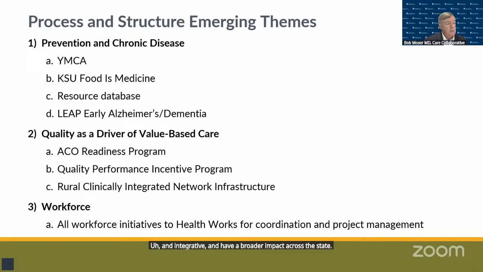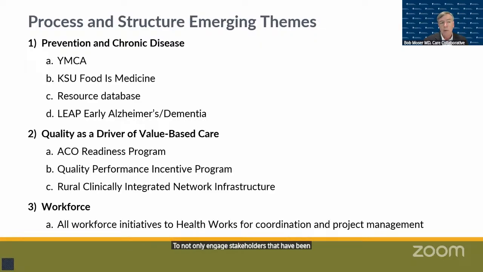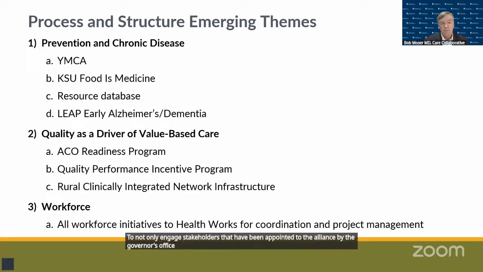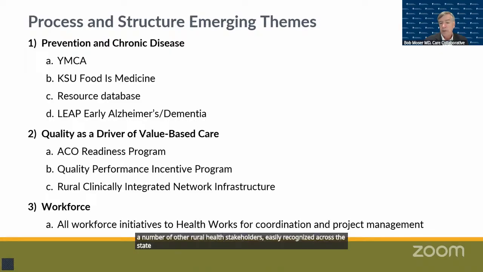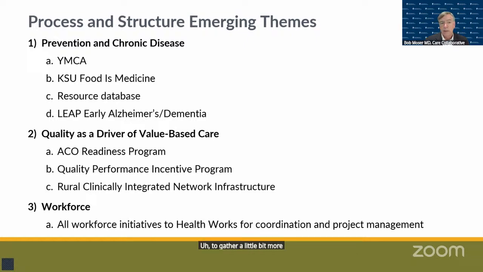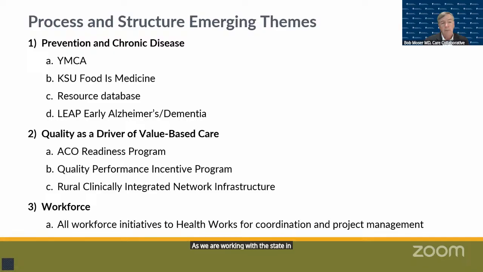So I'm going to share with you some of these. We're not going to go through all 177 plus initiatives today, but just let you know we continue that work, and we continue to engage not only stakeholders appointed to the Alliance by the Governor's office, but also a number of other rural health stakeholders and experts recognized across the state. We're having one-on-one discussions with them or their groups to gather more information and insight, helping to identify gaps or issues we need to think about as we work with the state in developing a transformation plan.